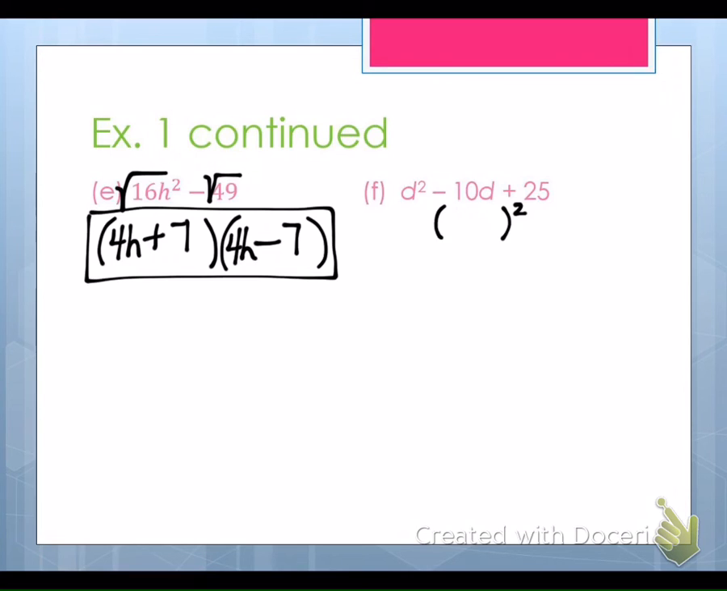Good. The first sign in the original problem is negative, so my answer will have a negative sign. And Jamara, what's the first term? D, because the square root of d squared is d. And the second term? Well, what's the square root of 25? We find the square root of the third term, which is 5. Now, we got to check that middle term. We cannot box this in until we're sure.